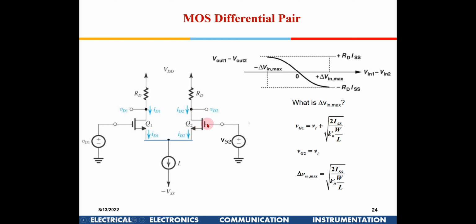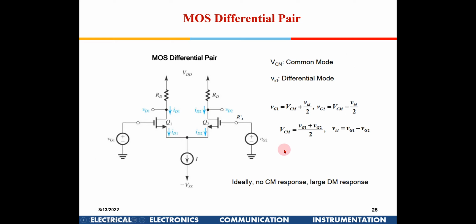We are assuming no current is flowing here, so it has just reached VT. So I have written VT. I do the subtraction, and I get this voltage again here. At this voltage there will be no current flowing here, and full current will be here. So delta Vin max is from plus this to minus this. This is the useful range for a differential amplifier. So this is another approach.